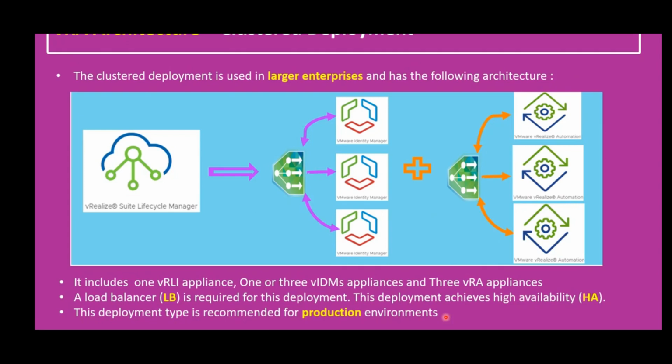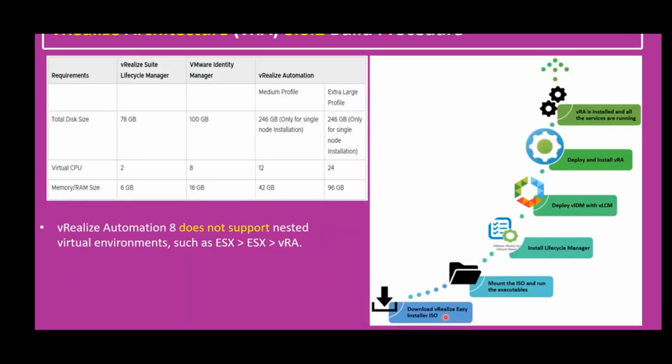Now we'll talk about the vRA build procedure. This table I copied from the VMware installation guide. If you see the CPU, memory, and disk requirements for the three appliances: for the LCM, the minimum CPUs are 2, memory is 6 GB, and the minimum hard disk size is 78 GB. IDM needs 8 CPUs, 16 GB memory, and 100 GB total disk size.